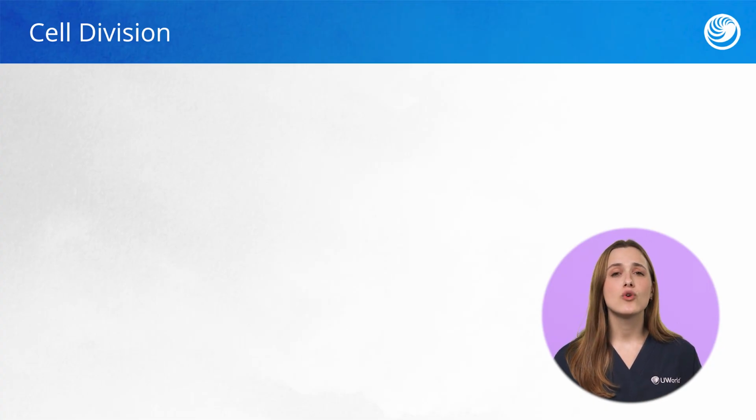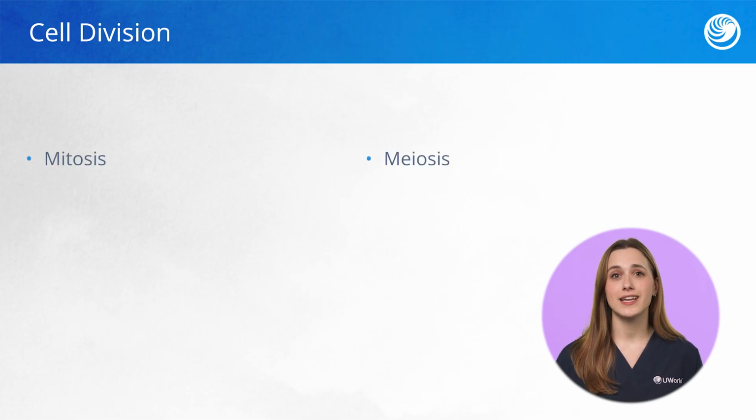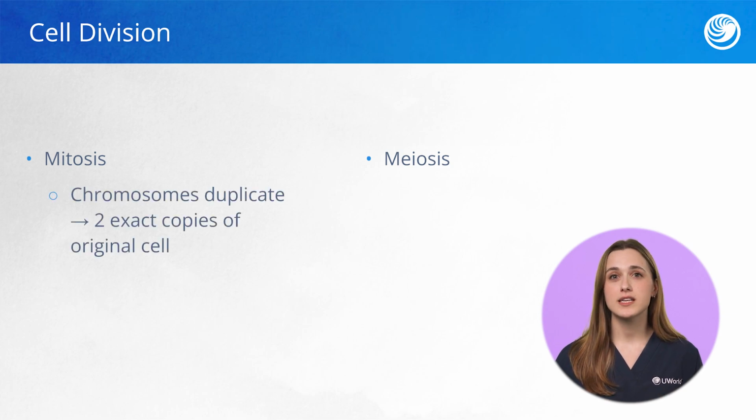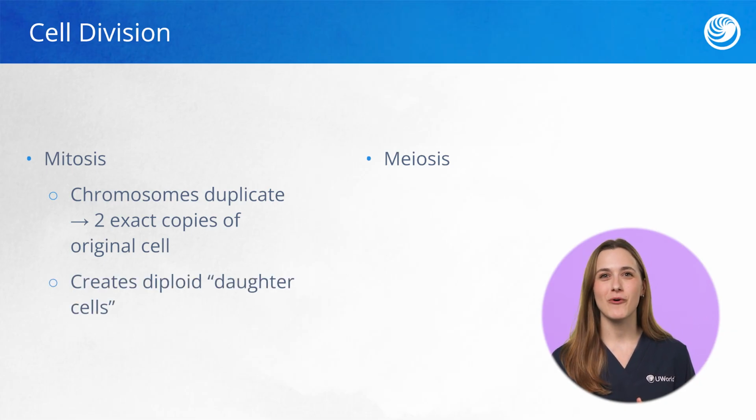These abnormalities normally occur during mitosis or meiosis when the cells are dividing and errors in replication occur. Mitosis is the process of chromosome duplication and results in two exact copies of the original cell, which are diploid or daughter cells.